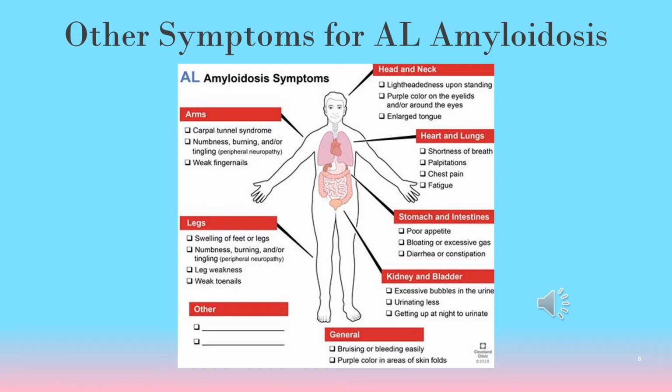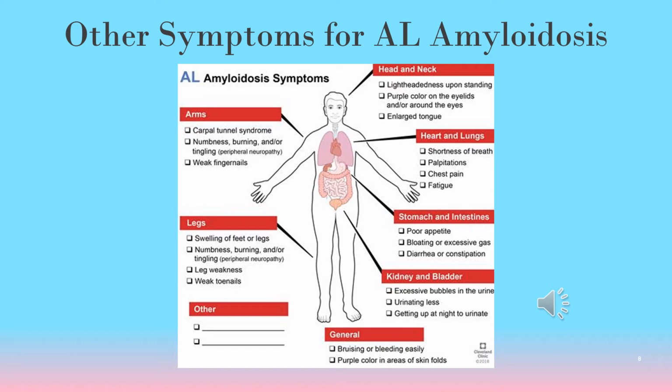If you go over to the right-hand side on this chart, you see the lightheadedness, you see the purple color on the eyelids or around the eyes, you see the enlarged tongue. But if you go down to the next section where it talks about shortness of breath, palpitations where the heart has an arrhythmia, and fatigue, you see chest pain. Now, why would you have chest pain? You'd have chest pain because of the excess work of the heart having to beat against a stiffened heart muscle.